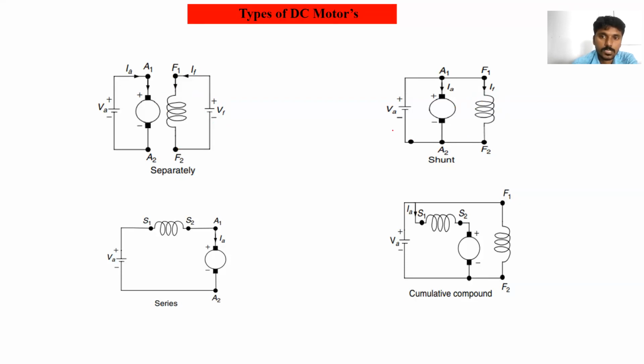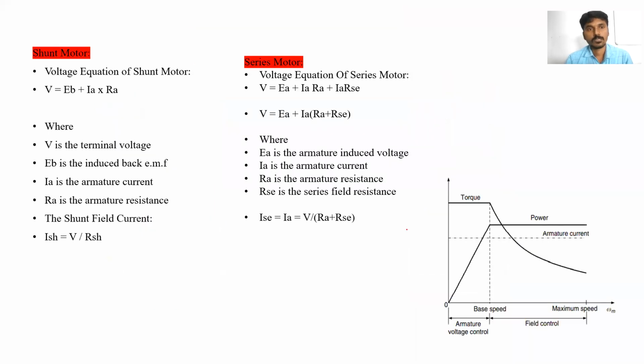That's why this motor is called the shunt motor. If the field winding is connected in series with the armature circuit, it is called a DC series motor. Compound motors depend on the connection of the field winding across the armature and the series field, and they have been given names accordingly.